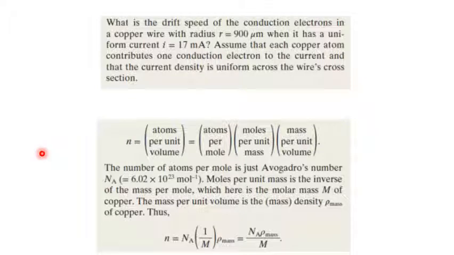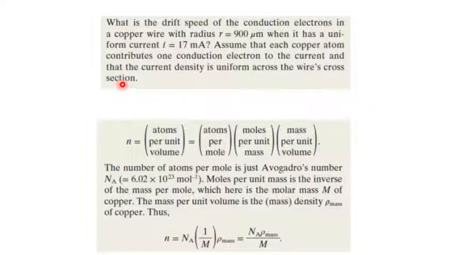Another example. What is the drift speed? It is required to find Vd of the conduction electrons. So we are talking about electrons as charges or carriers in a copper wire with radius R of 900 micrometer. So this is the radius of the copper wire. When it has a uniform current of 17 milliampere, so the total current is 17 milliampere. Assume that each copper atom contributes one conduction electron. So each copper atom contributes just one electron charge to the current, and that the current density is uniform across the wire cross section.